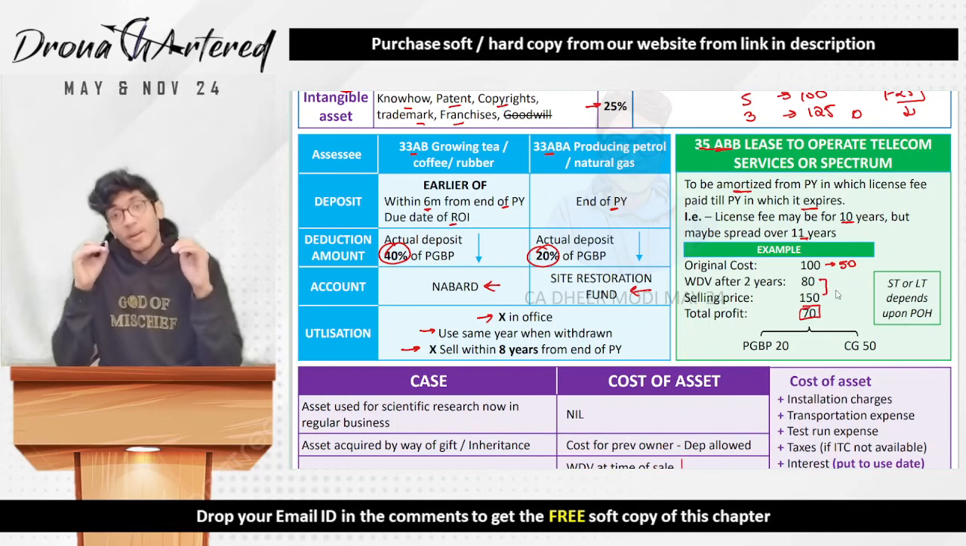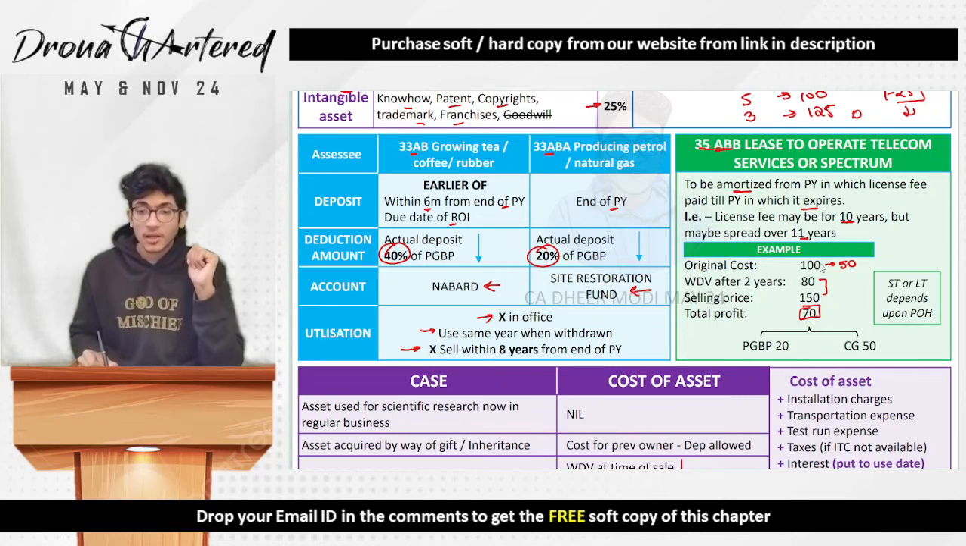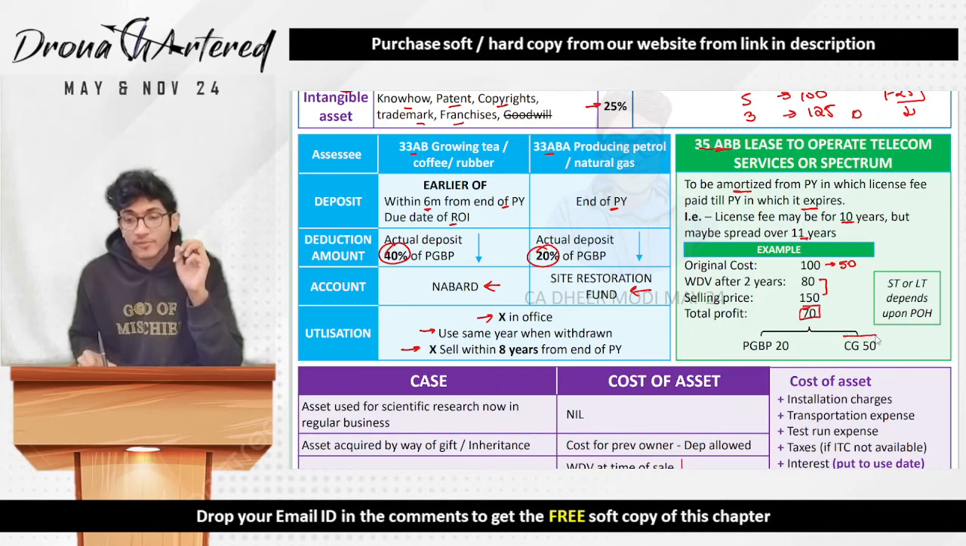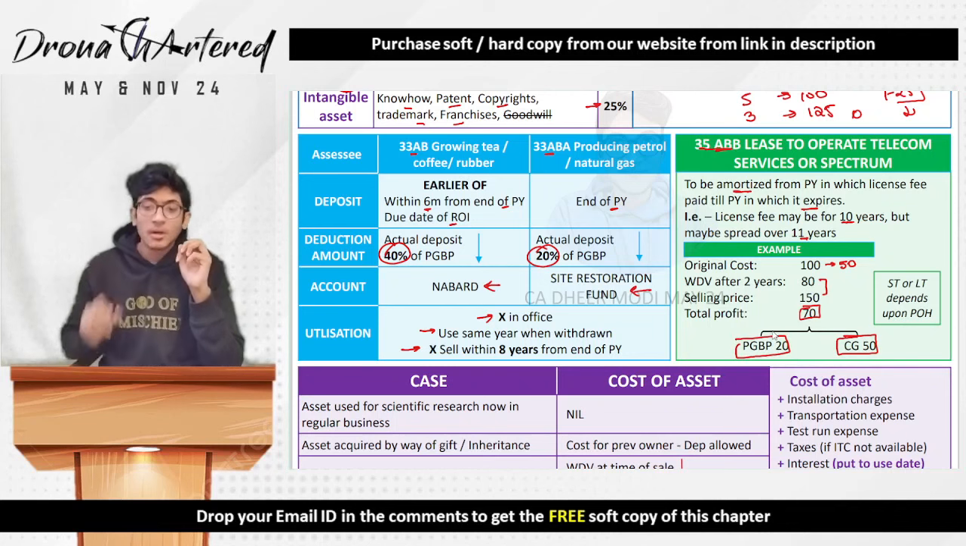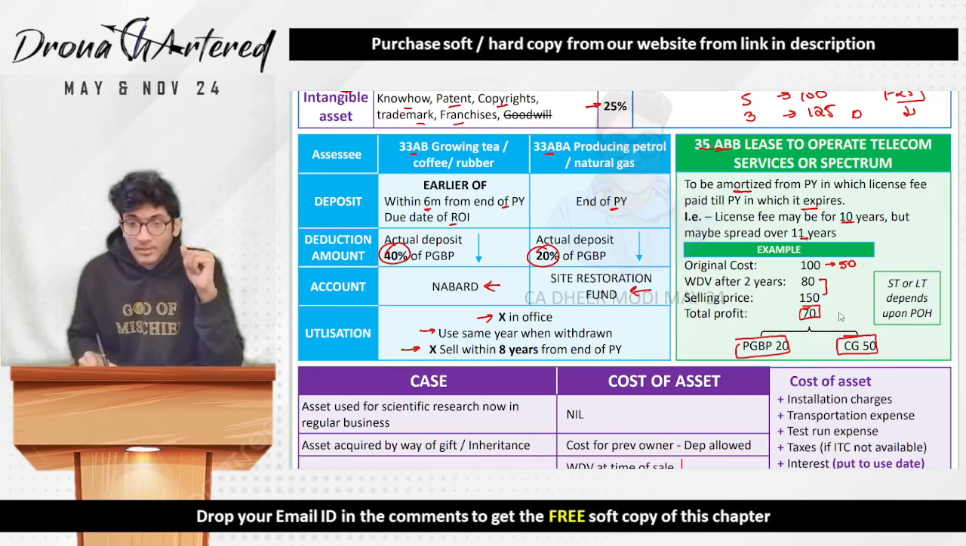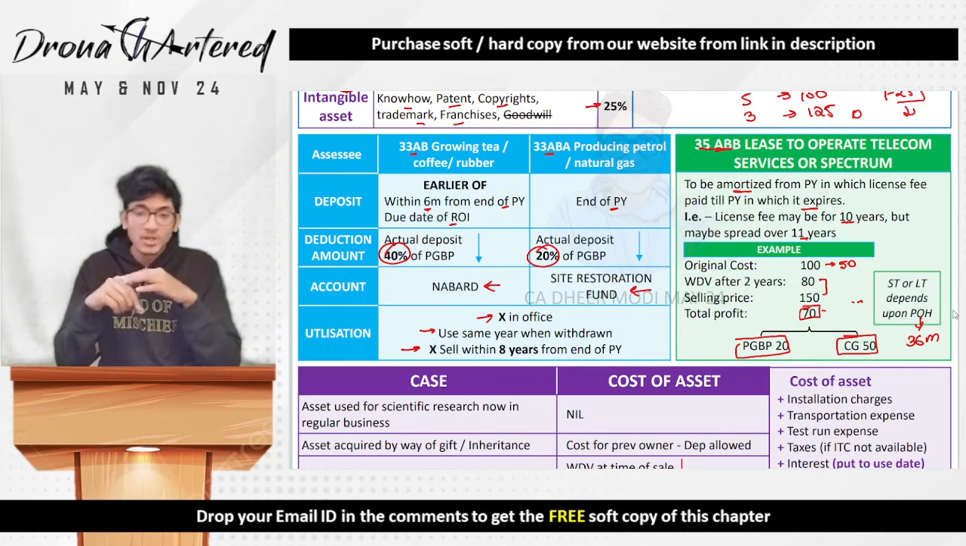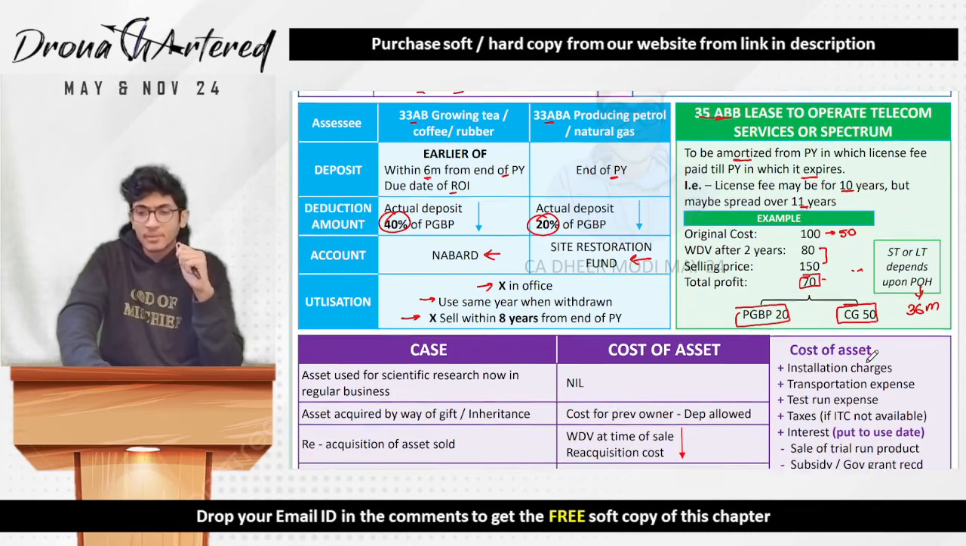This 70 will be bifurcated into two, that is your PGBP and your capital gain. So anything over the cost price will become your capital gain. So this 50 therefore becomes your capital gain, and the balance 20 becomes your PGBP. Now to determine whether this profit is short term or long term, that depends upon the period of holding. So over here also the period of holding will be 36 months to calculate whether it is short term or long term, as we studied this in capital gain.